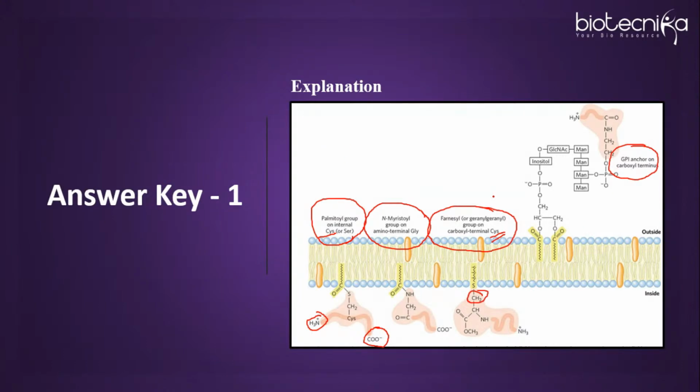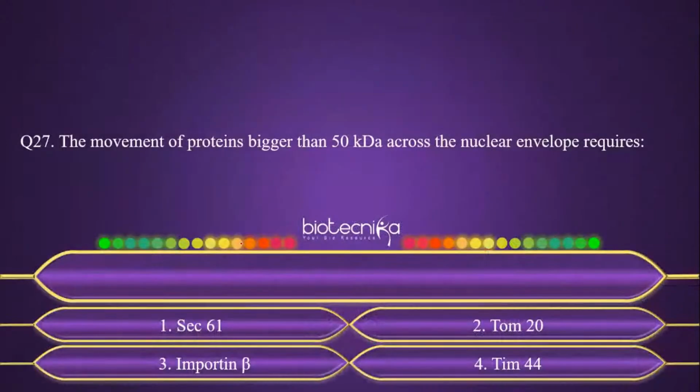Now, after looking at this picture, fine. Let's move on to the second question. Again, a very direct and very easy question. The movement of proteins bigger than 50 kilodalton across the nuclear envelope requires what? Sec61, Tom 20, Tim 44, importin beta. What will be the answer here? I guess everyone might have attempted this question. It was that easy.